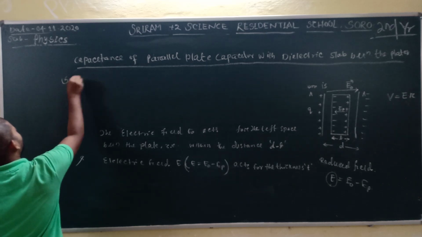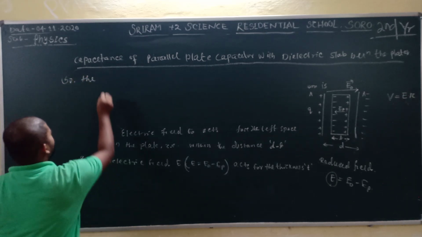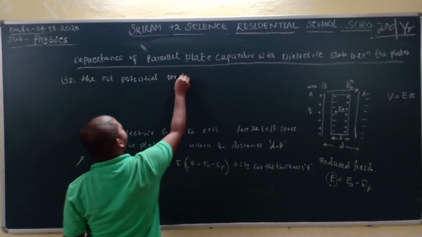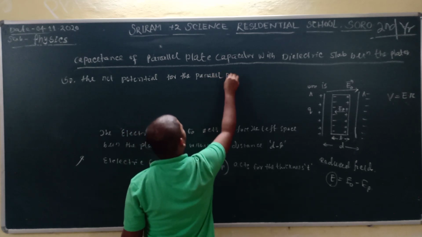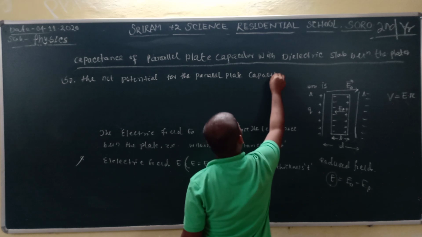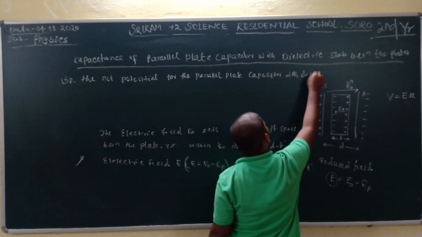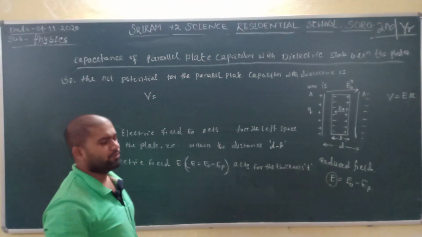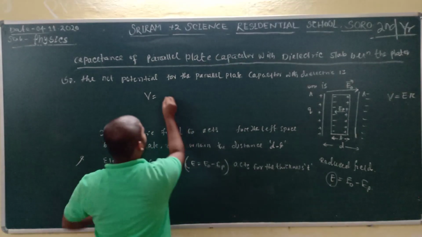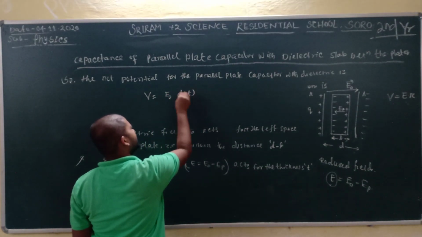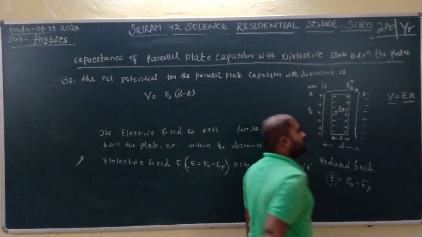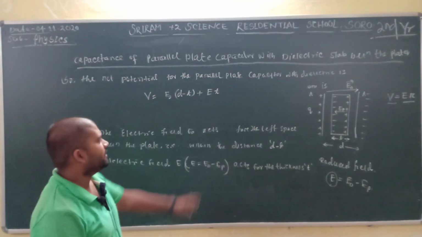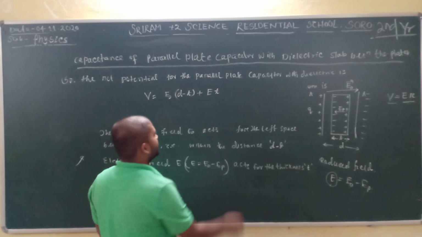Okay. So, the net potential for the parallel plate capacitor with dielectric is V equals, for this space the potential will be E0 times d minus t, because the formula of V is electric field times the distance, plus the second potential is E T, E acts for the thickness T, understand?